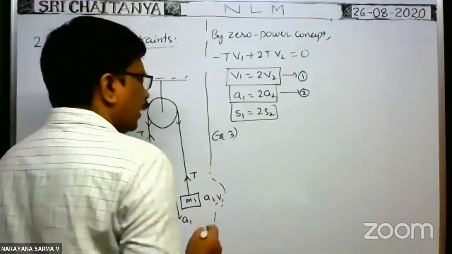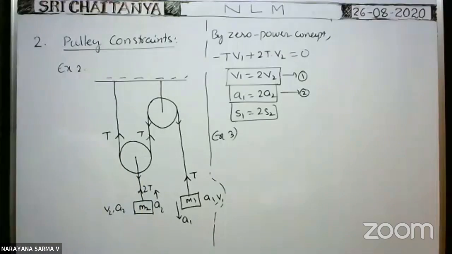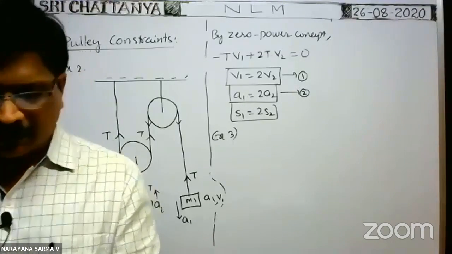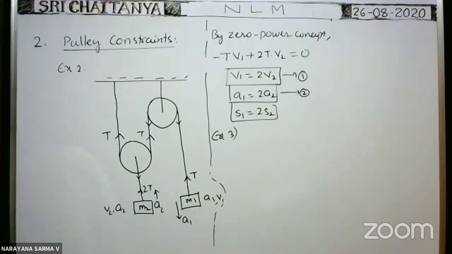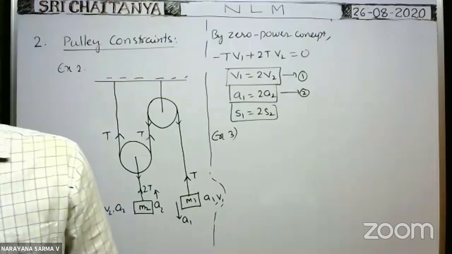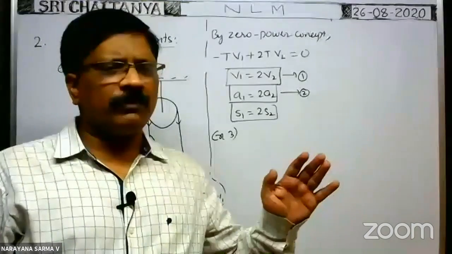Next, example 3. We will discuss one more example. In this way we can write the constraint relations. Okay, now based on this concept you can say it in a very simple manner.